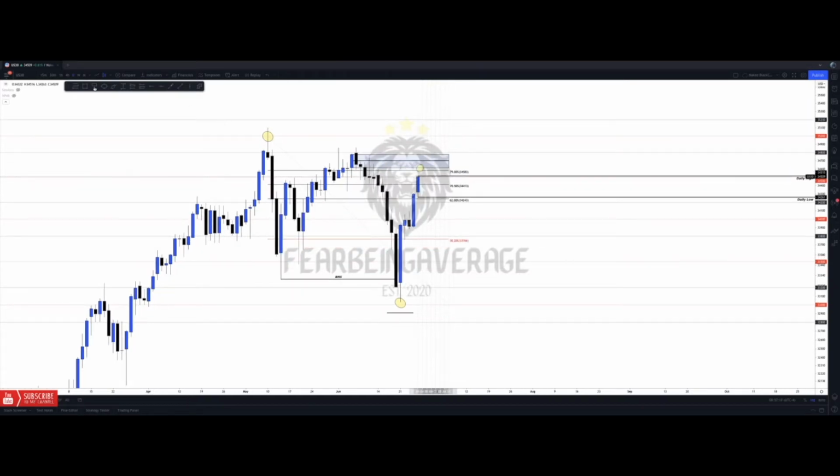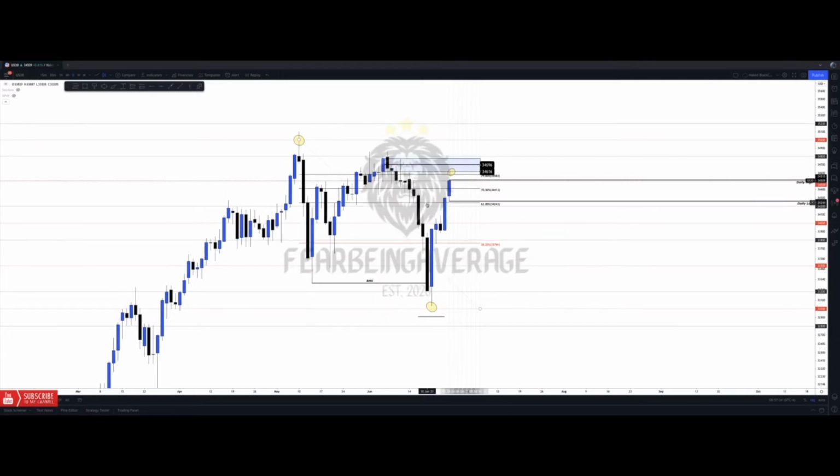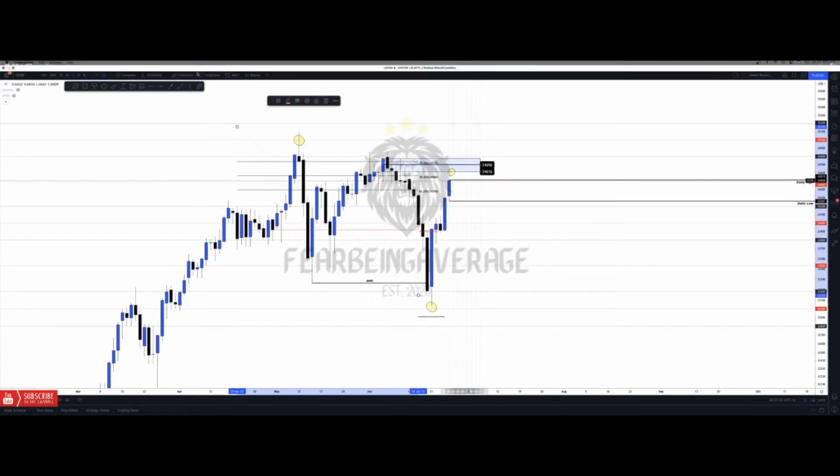So that's that. Let's mark up this level so we know what levels to be looking for, and we're going to do that with this. So 34,616 is our beginning of the order block, and the 50% of it is 34,696. So these are two areas that we will be looking for retracements at. So now that we have that, I didn't mean to do that.